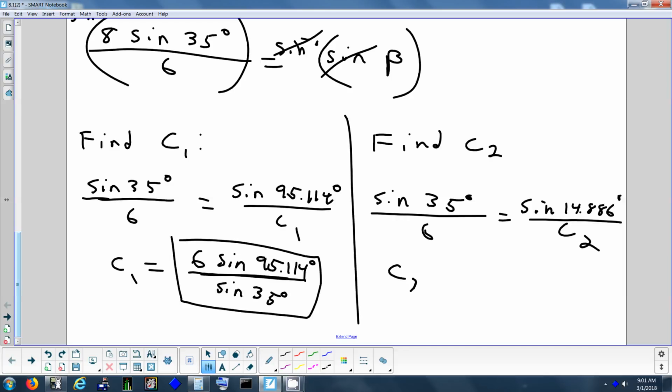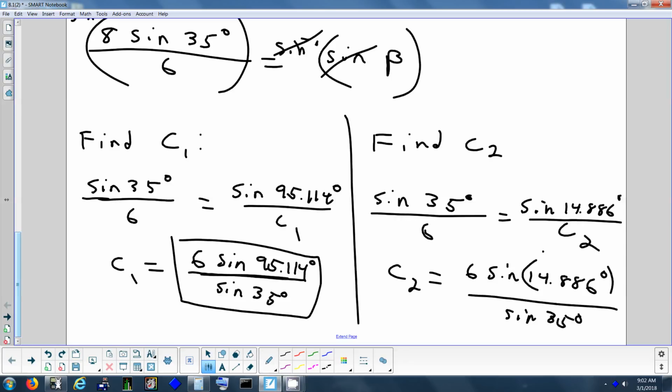C2, you're going to set it up exactly the same, except instead of 95.114, put 14.886. Everything else, the numbers, stays the same. So we have 6 sine 14.886 over sine 35. Okay, now we just need to type those in.